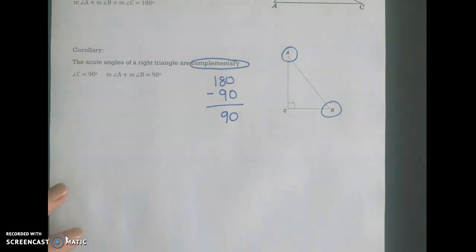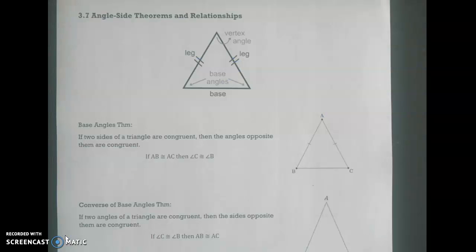So the acute angles of a right triangle are complementary to each other. All right, we are now moving on to section 3.7. I know 3.6 was super short, sweet, and to the point. So now let's talk about a couple more theorems, and then we're going to work some problems.